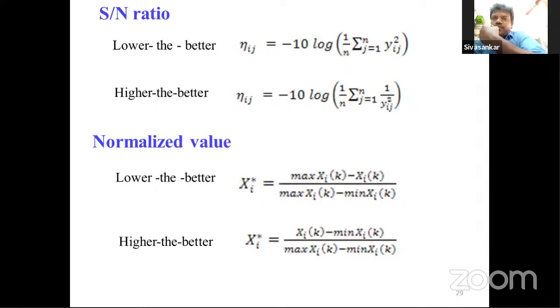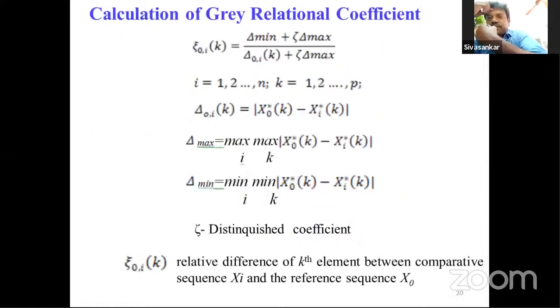Then the value should be normalized by means of the bottom equation, that is maximum minus a particular value divided by maximum minus minimum. Maximum means the maximum value of a particular response, for example, the maximum value of MRR. Minimum means the minimum value of MRR, right? Like that, all the data are normalized. Next.